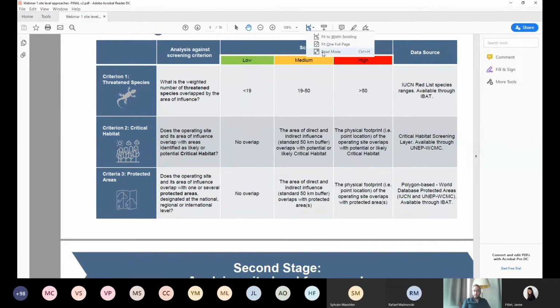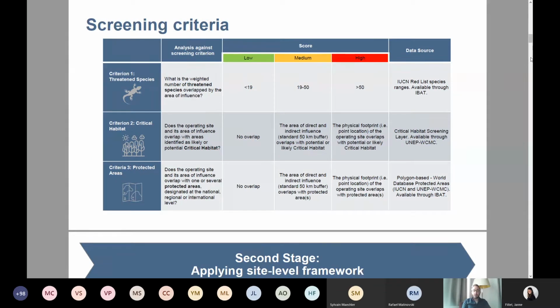So as part of this screening, we have adopted a traffic light system from low, medium to high potential significance, and we screen against 3 different criteria for each site. So we look at the number of threatened species present within the area of influence for that site. We screen against the potential overlap with critical habitat, whether this is the physical footprint of the site itself, or if critical habitat occurs within the area of influence for that particular site.